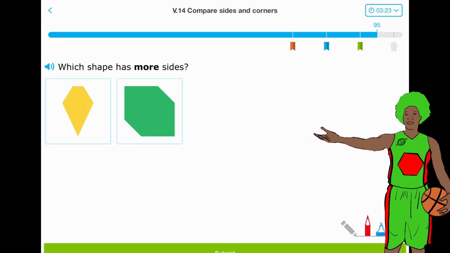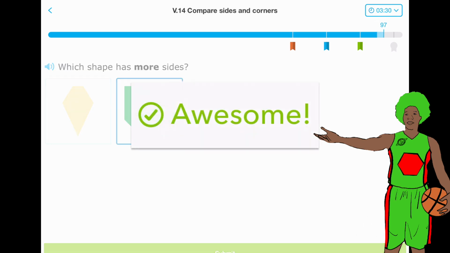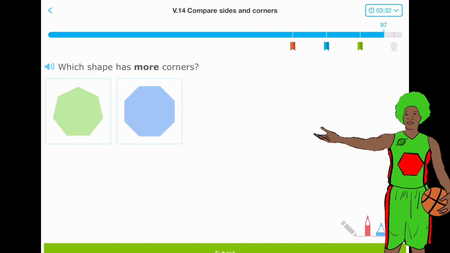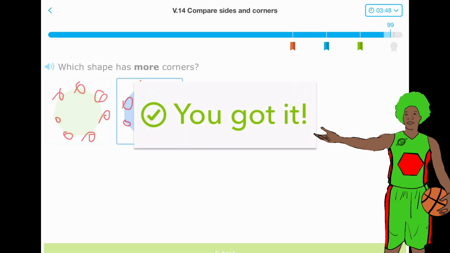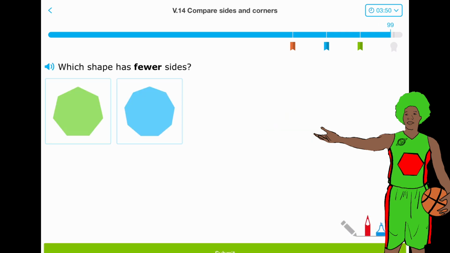95%. We're almost done. Which shape has more sides? Boom. Yes. I was nervous on that one. Which shape has more corners? All right, I'm not going to guess on this one. 1, 2, 3, 4, 5, 6, 7. 1, 2, 3, 4, 5, 6, 7, 8. It's the blue one. Octagon. Yes. One more.